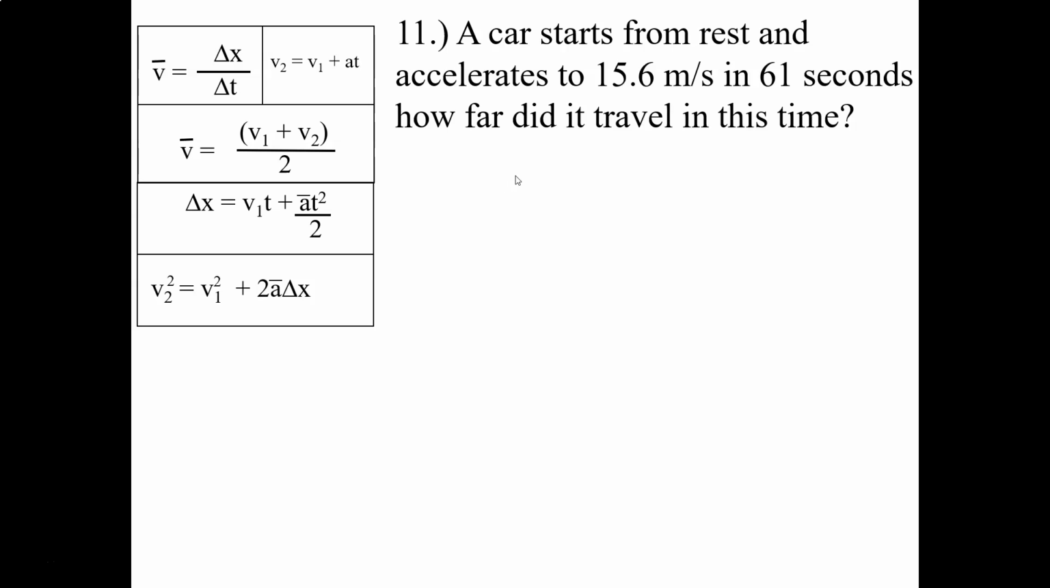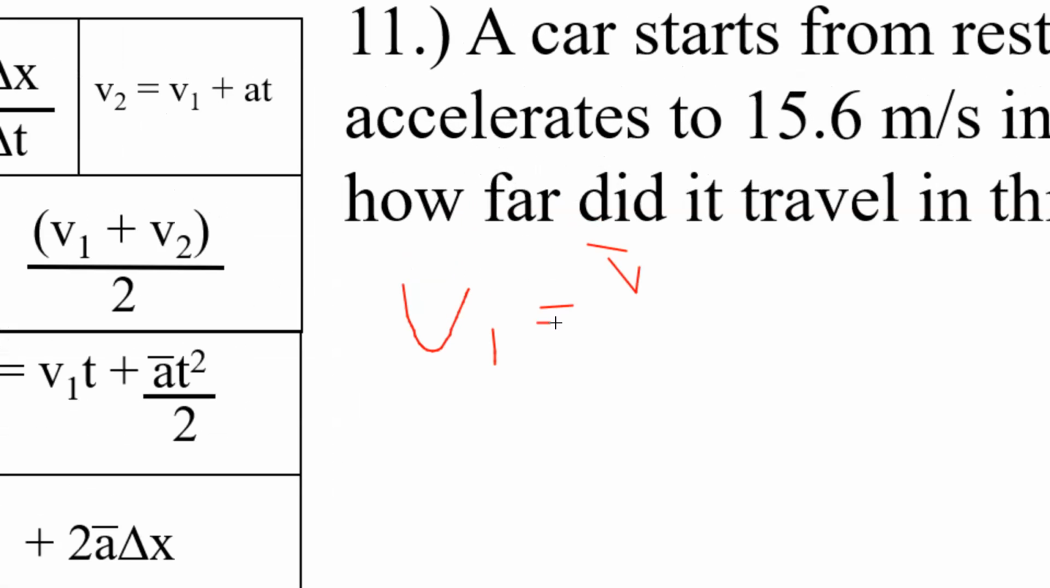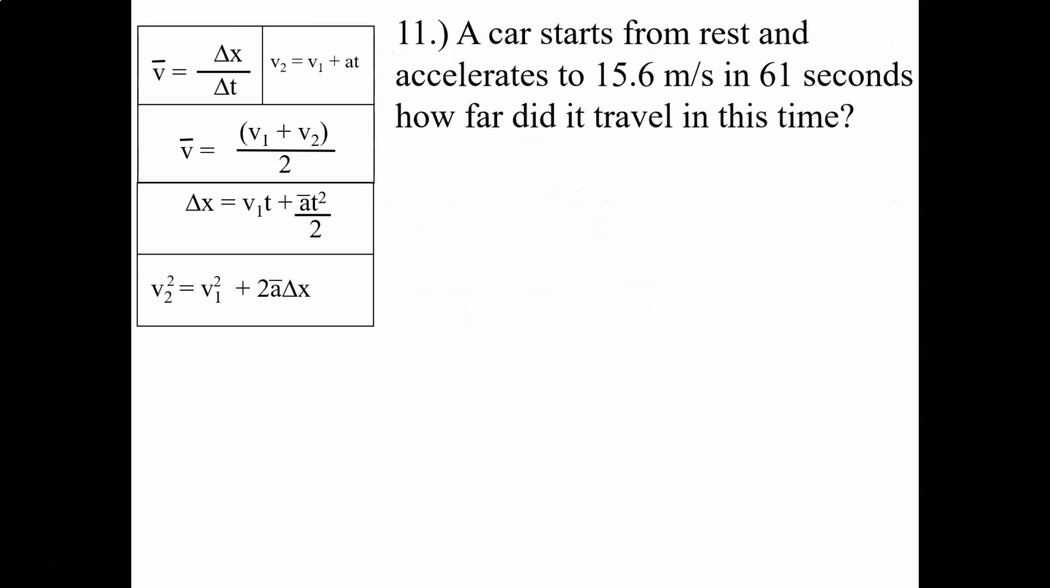A car starts from rest and accelerates to 15.6 meters per second in 61 seconds. How far did the car travel in this time? Okay, so let's mark what we know and what we're trying to find. So v1 equals 0. Don't forget about that one. V2 equals 15.6, and t equals 61 seconds, and we're looking for delta x.